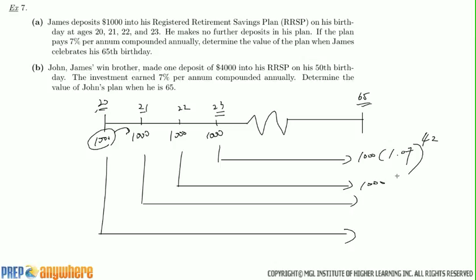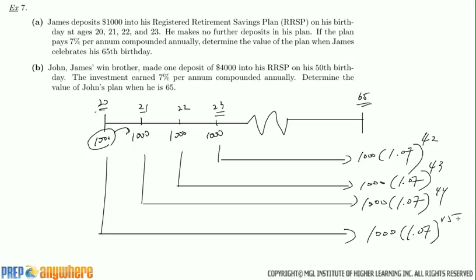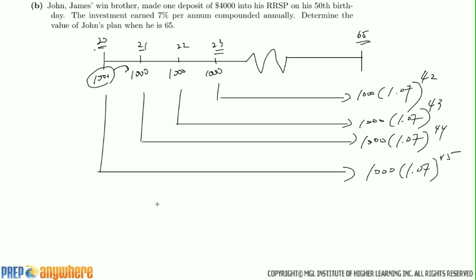So the next future value is 1.07 to the power of 43. Oh sorry, 43, my bad. 44 and 45. Okay, so to add that up, if you actually factor out the 1,000, you get this: 1.07^42, 1.07^43, 1.07^44.